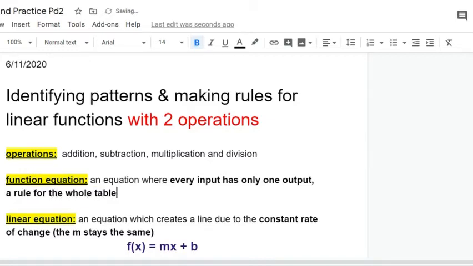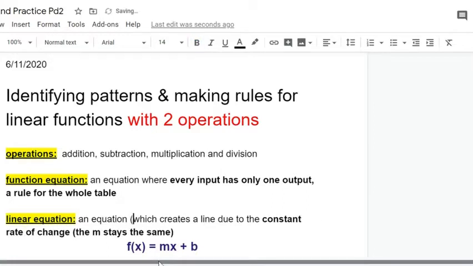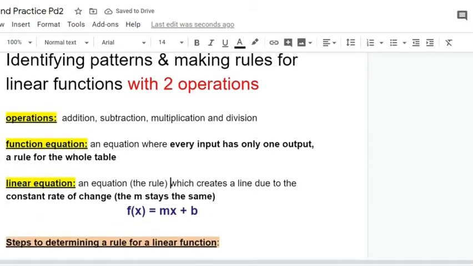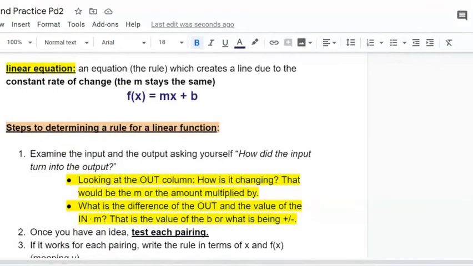I'm just going to write that because that has been something I've been mentioning on a lot of papers as I'm grading them. And the linear equation has that one equation, which is also known as the rule, which I'm going to put here, which creates a line due to the constant rate of change. The m will stay the same. Now I'm also going to write some extra little notes here.